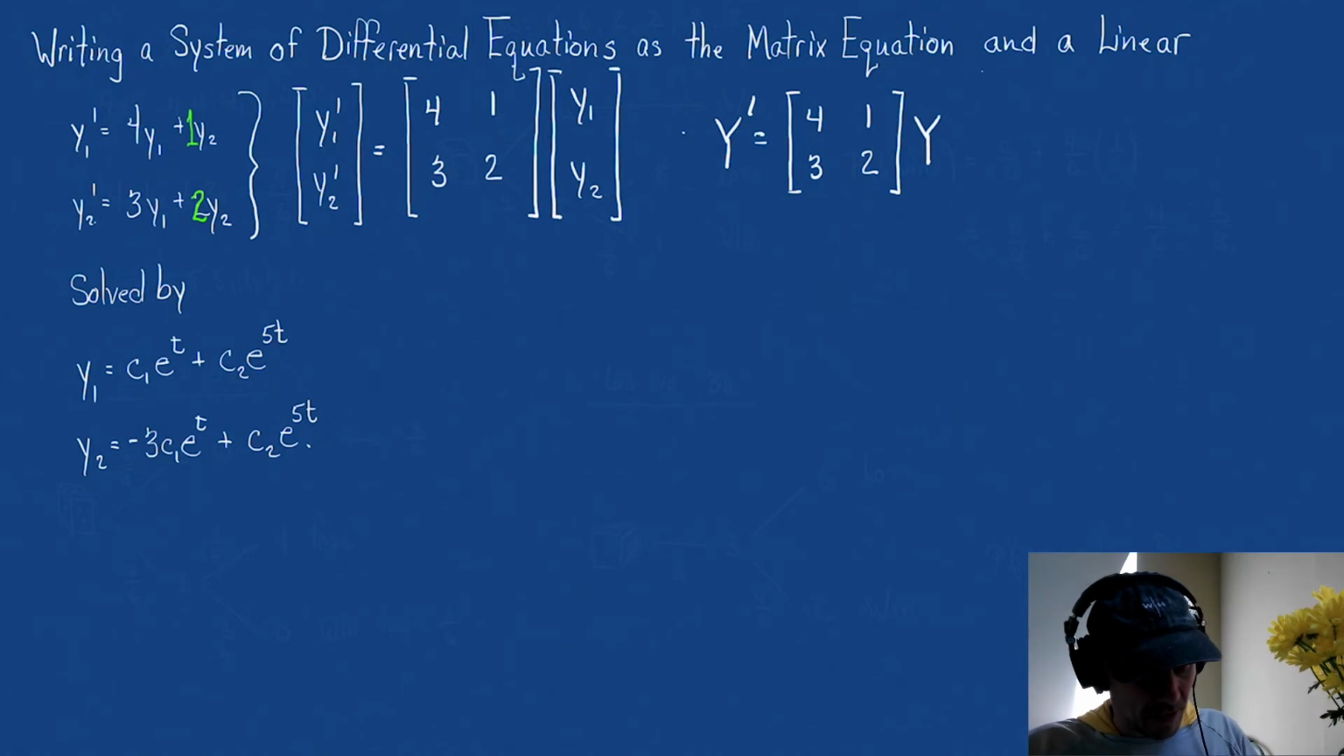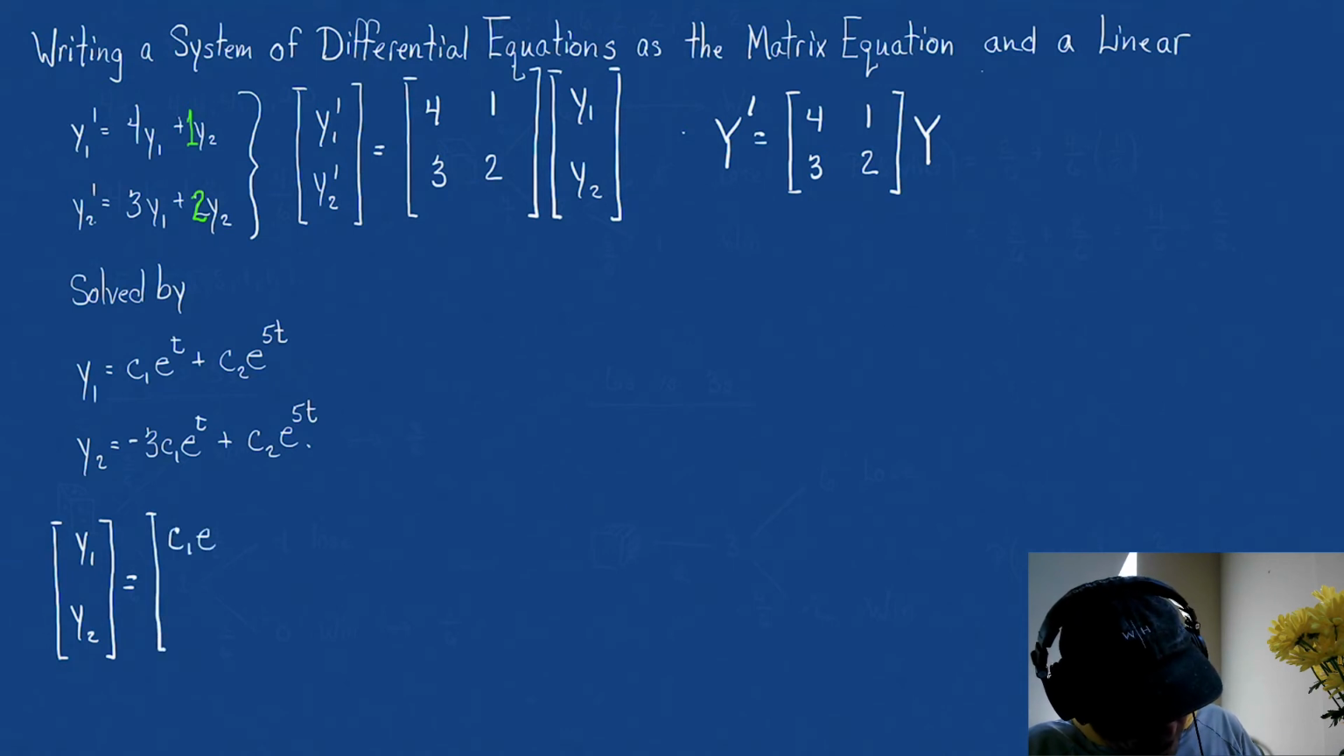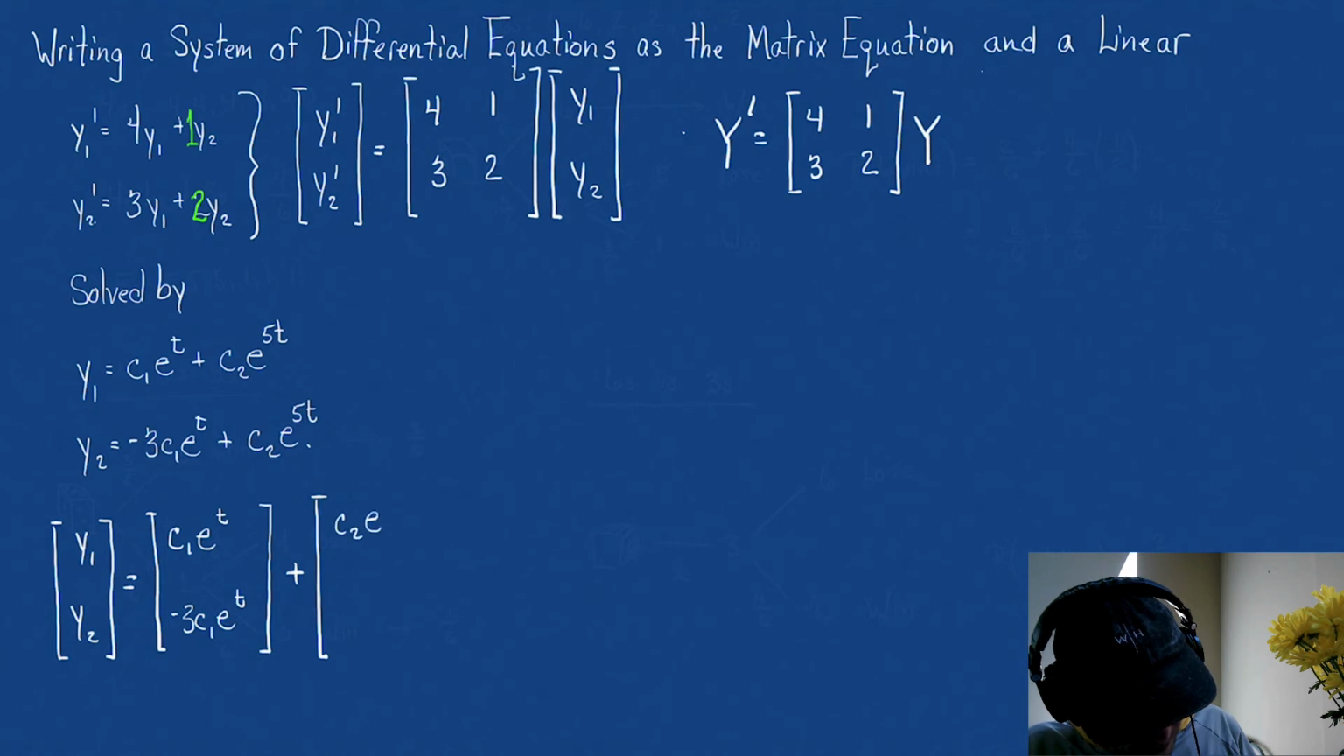Now, let's come down here. Down here, I have the vector y1, y2. So now we're writing the solution as a linear combination. I'm just going to break this up. My first vector is going to be c1 e to the t and a minus 3 c1 e to the t. So we're going to make that a vector, plus the second vector, c2 e to the 5t and c2 e to the 5t.